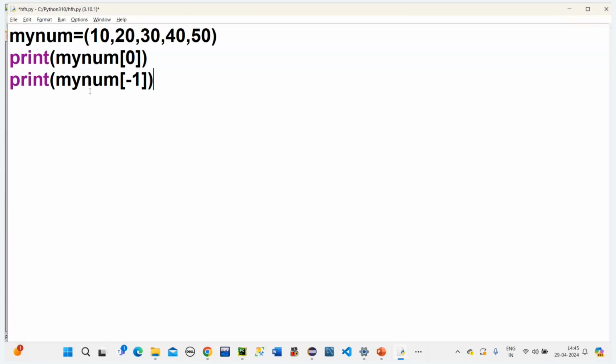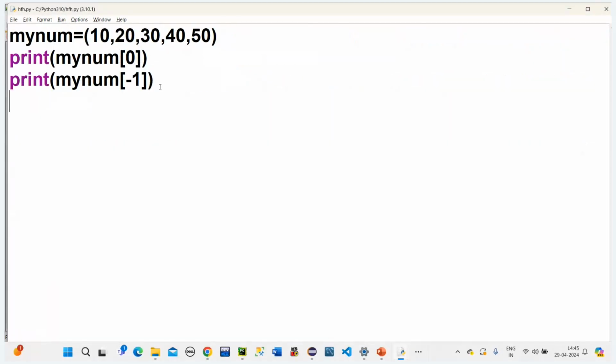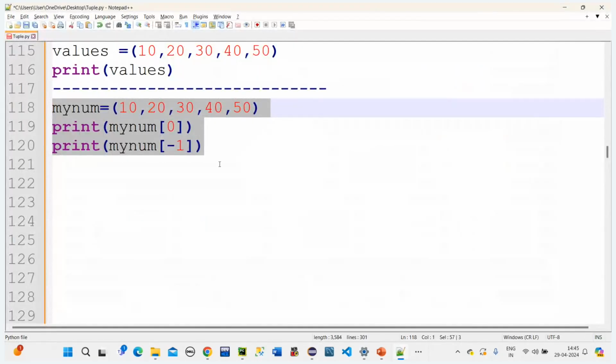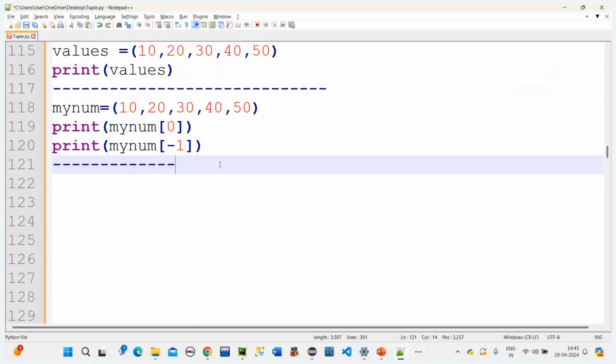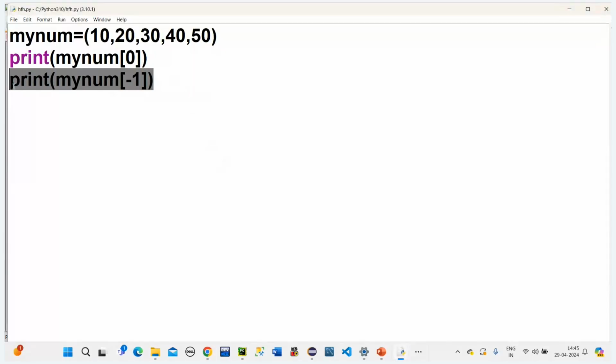Let's see that. Yes, so this is an example of the subscript operator. Am I audible in the call? Yes. Now we can also use the slicing operator. Can we use the slicing operator in this?